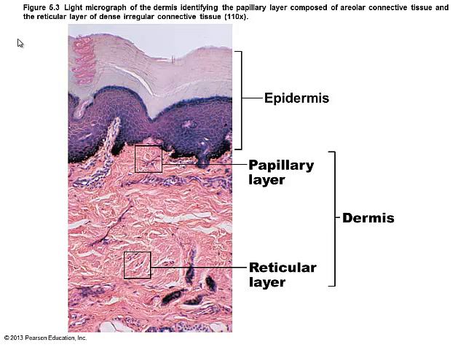This is a nice little histology picture. It should look very familiar to you, yes? So what's the stuff on the bottom? The dermis. What kind of tissue is it?